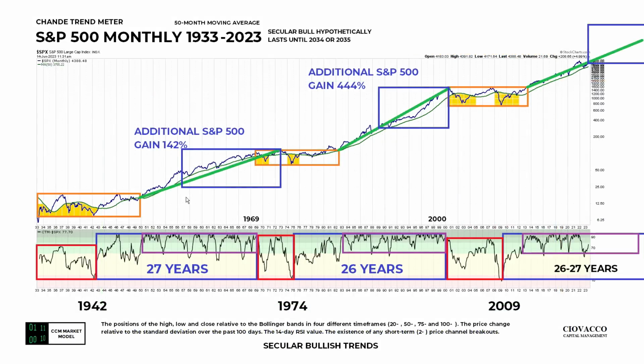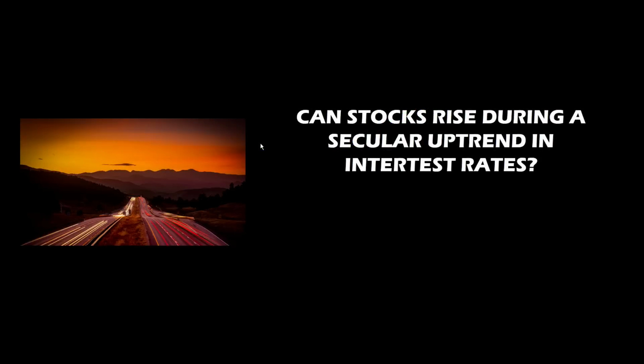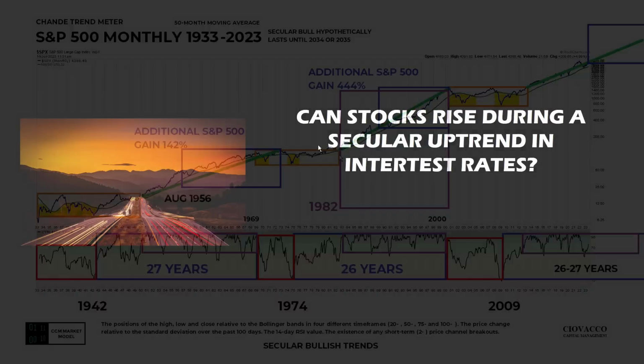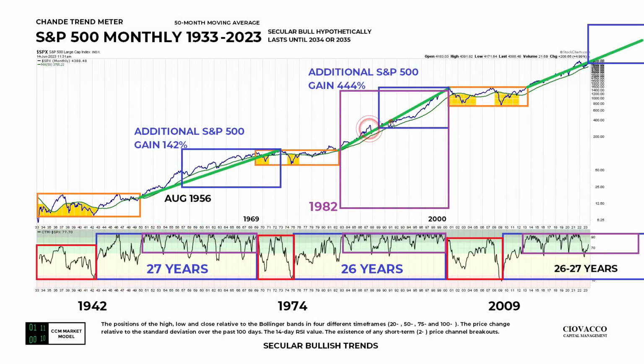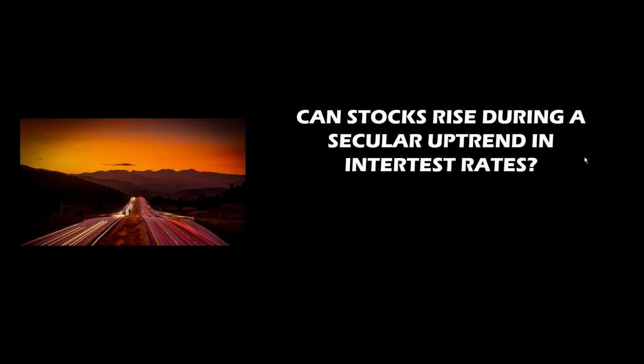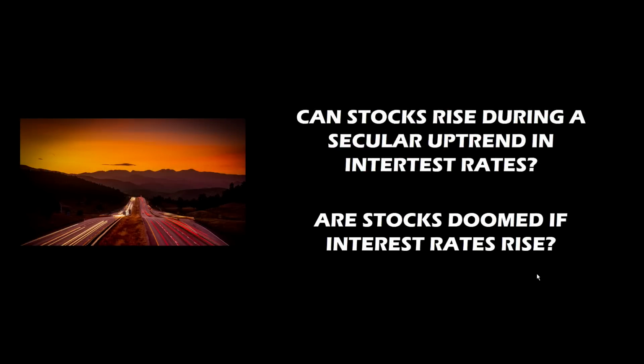And a fair rebuttal might be, well, then how is it possible that we're in a secular trend if interest rates have flipped? How is it possible to think that the S&P 500 has a lot of upside in the coming years? Potentially. Thus, let's ask and answer: can stocks rise during a secular uptrend in interest rates? We know they can rise during a secular downtrend in interest rates, 1982 to 2000. Asked in a different manner: are stocks doomed if interest rates rise?